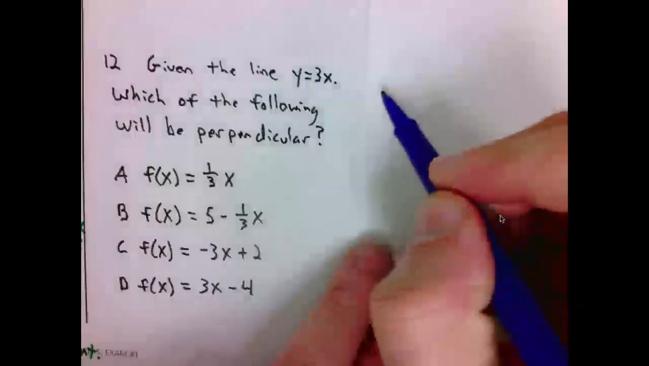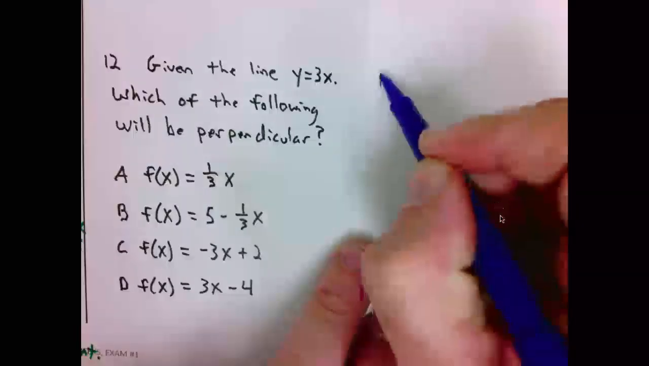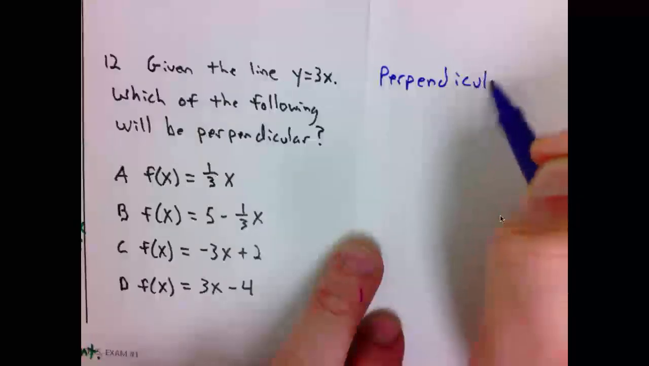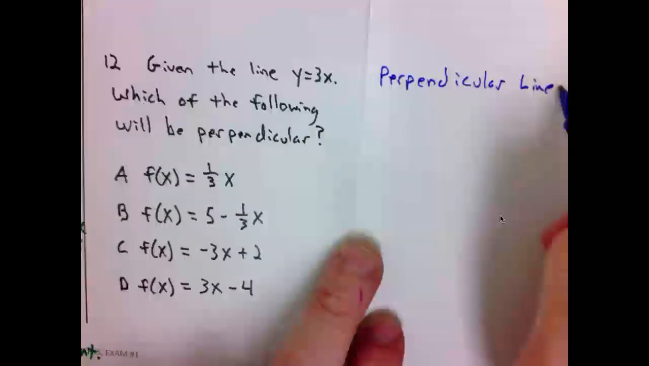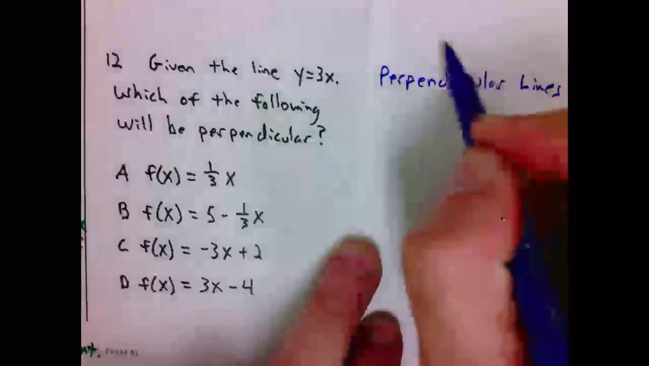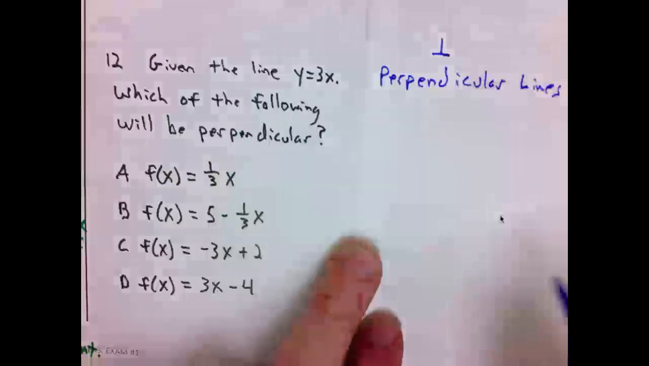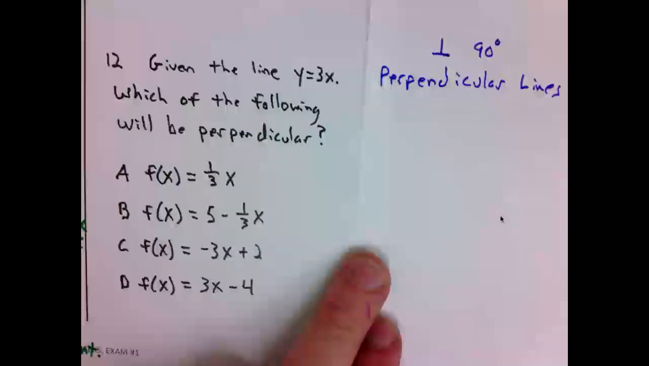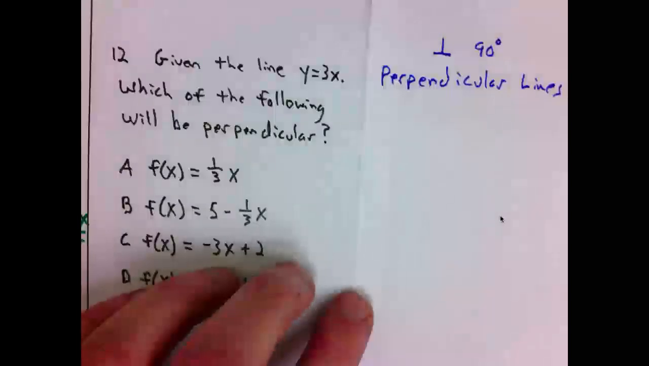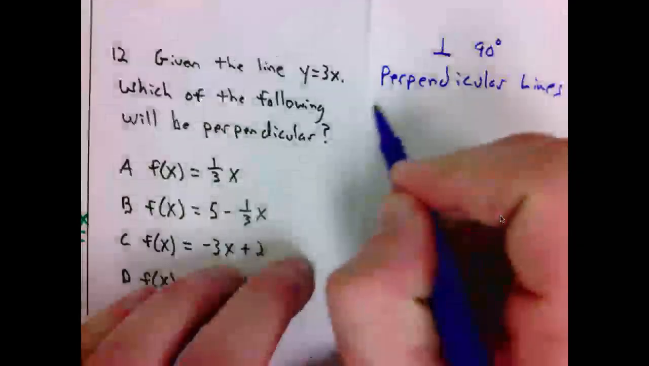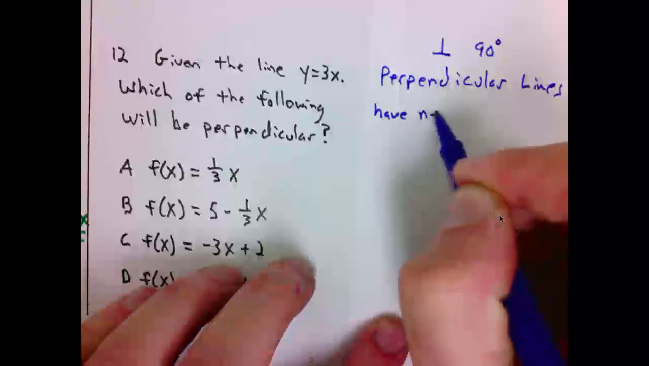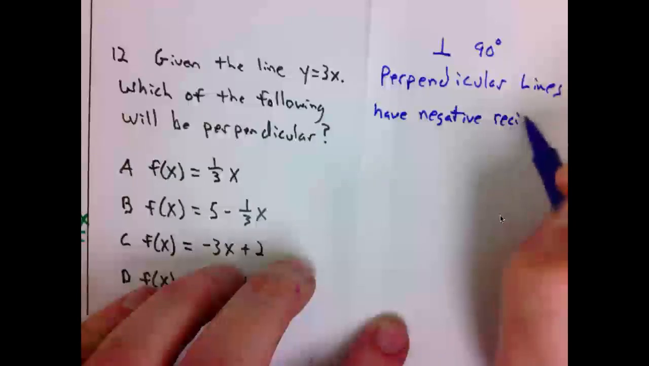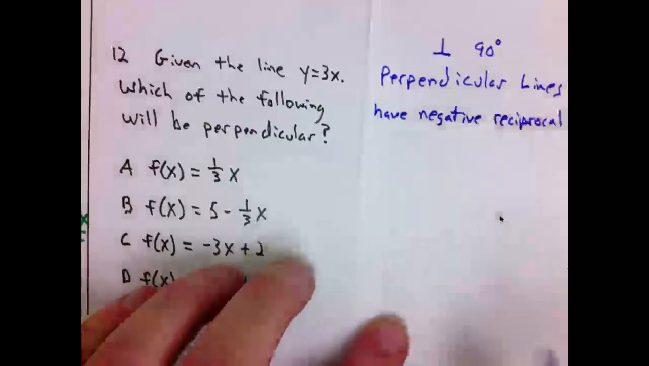Well, hopefully you remember from our class discussion. Perpendicular lines: the symbol we use for perpendicular in math is an upside down T, and perpendicular means intersect to form a 90-degree angle, a right angle. Perpendicular lines have negative reciprocal slopes.